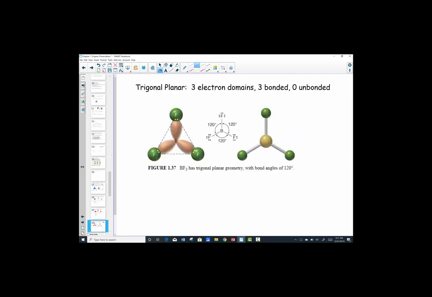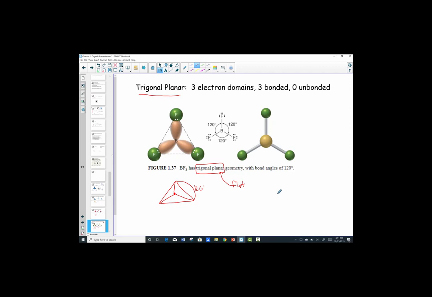Let's recall 3 electron domains in which all 3 are bonded. This is called trigonal planar. Just like an equilateral triangle, it has the bonds leading out to 3 other atoms, and the bond angles between those is 120 degrees. The very important part of trigonal planar is that it is a very flat molecule. It lies within the same plane as the paper.